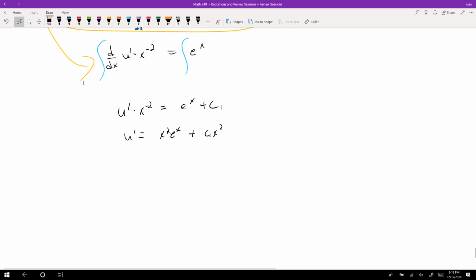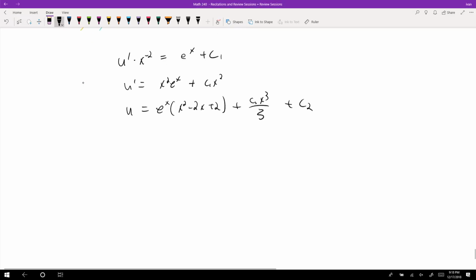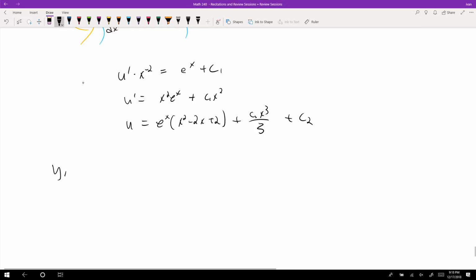So what is this? This is u is equal to, this guy is e to the x times x squared minus 2x plus 2. And this is plus c1 x cubed over 3 plus c2. Okay, and then finally, y of x is equal to y1 times u. So that's e to the x times e to the x, x squared minus 2x plus 2, plus c1 x cubed over 3 plus c2.